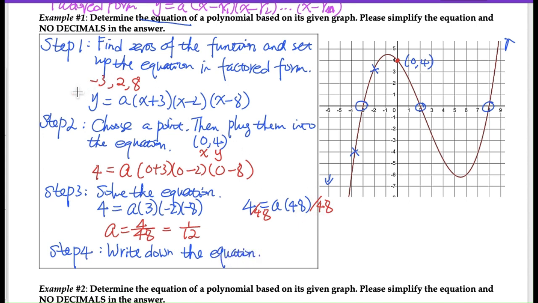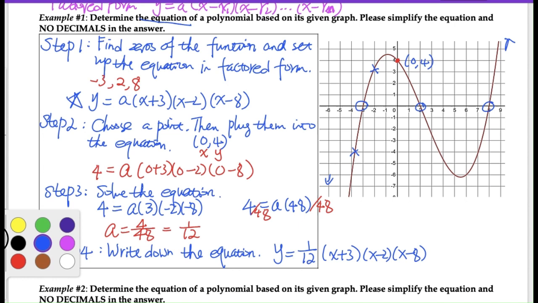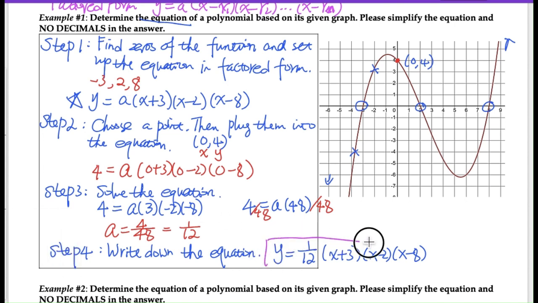So remember, the equation is the original here, so the whole process helps us to find the value of a. We just need to replace the value of a. Then we have plus 3 minus 2 minus 8, and that will be our final answer here. Okay, so that's the whole process here.